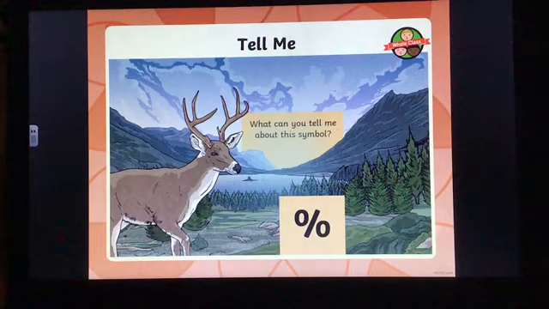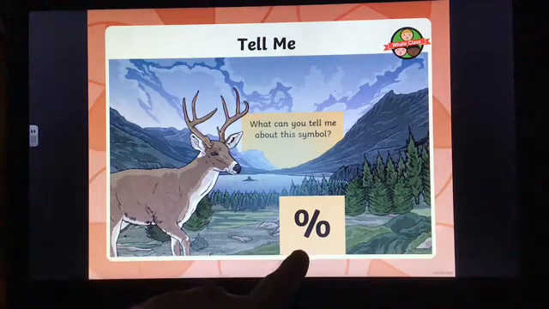This morning we're going to look at percentages. So we're going to start off by looking at the sign. If you look at the bottom of the slide, you'll see that this is the percent sign. So when we see that symbol, that means percent.